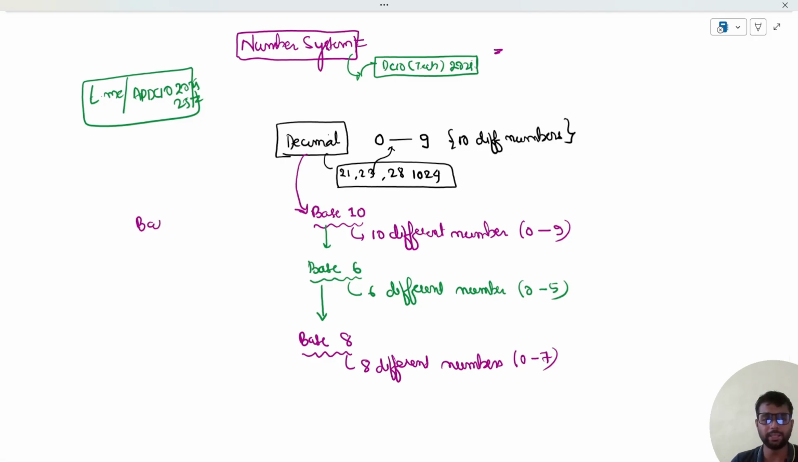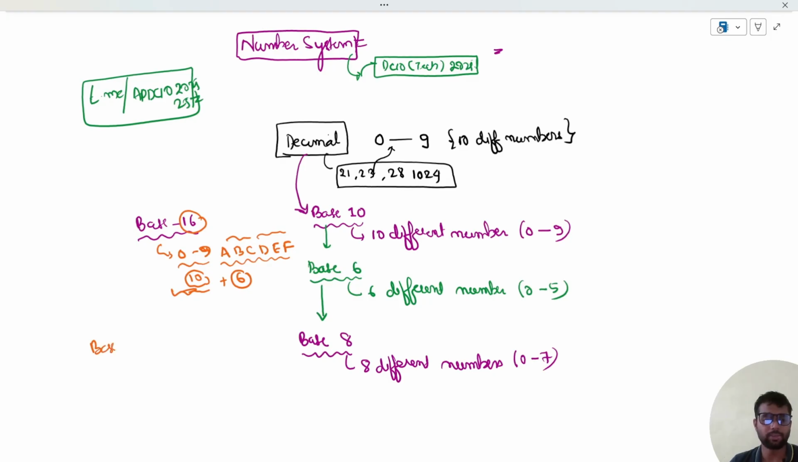Similarly, if we talk about base 16, then there are 16 different numbers. So what could be the different numbers? 0 to 9, that is 10 already. Then we may have A, B, C, D, E, and F. If we are falling short of numbers, we may use alphabets. So 0 to 9 makes 10 different numbers, then we use 6 alphabets, A, B, C, D, E, F. This 6 and this 10 make a total of 16 unique identifiers.